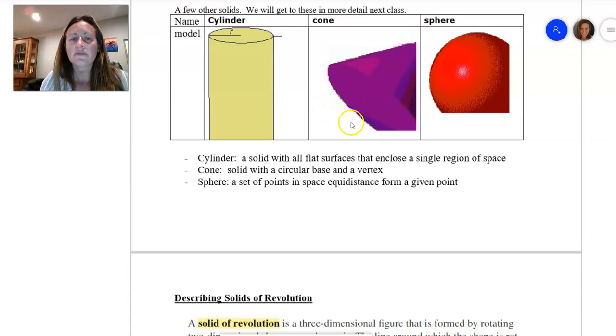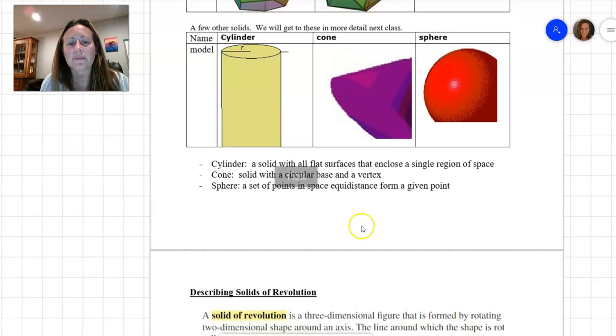A cone is a solid that has a circular base, and then the other face is a curved surface that comes up to a point. You know what a cone looks like. And a sphere is basically a set of points that are all in space equidistant from the given center point. Okay, you know what that looks like.